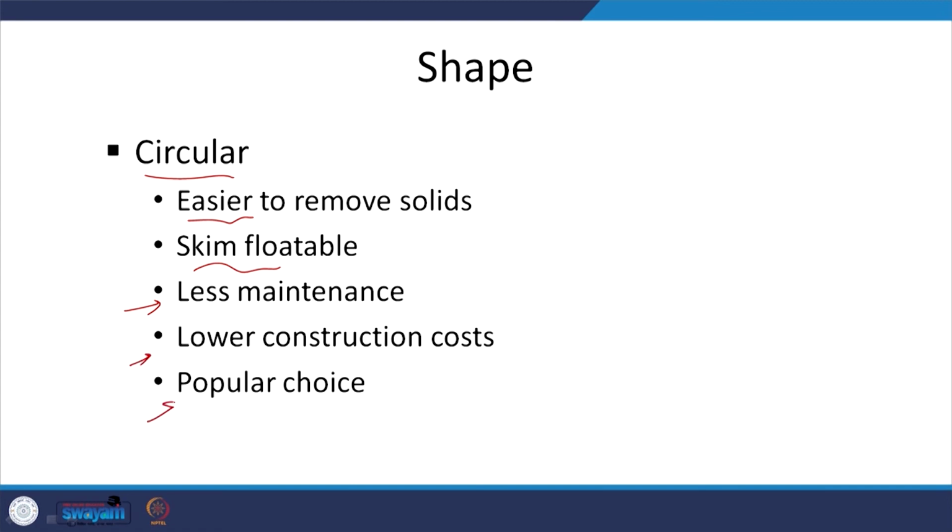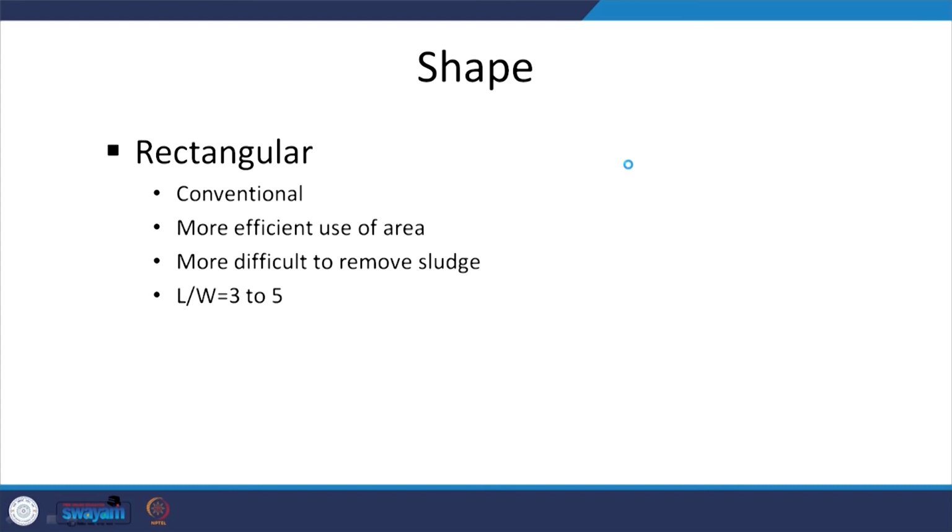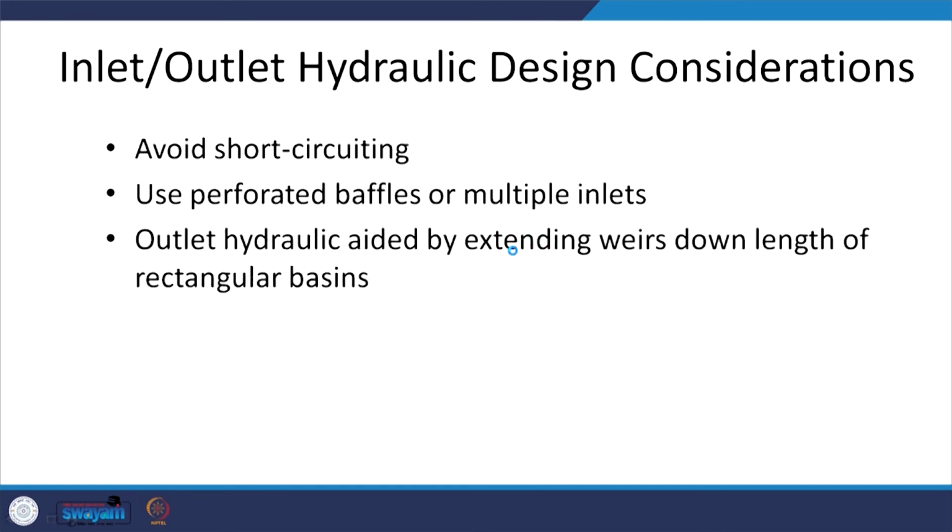That is why it is universally much more used compared to the rectangular one, even though in the rectangular one, according to the sedimentation theory, we make better use of the area, let us see. So, that is the thing that we look at. From the figure, we saw that it is relatively more difficult to remove the sludge.